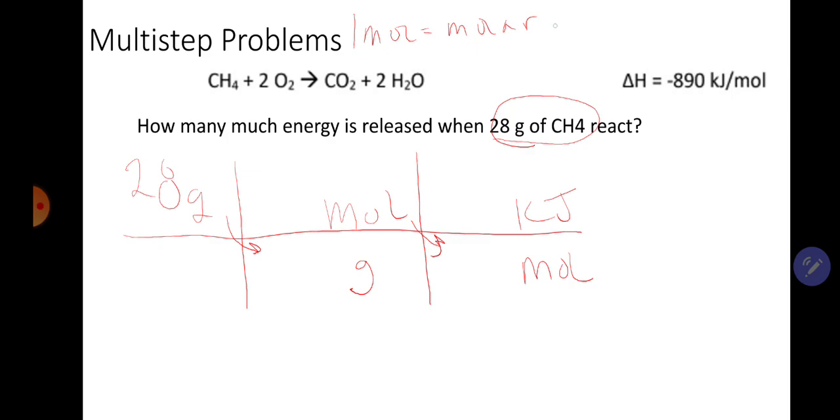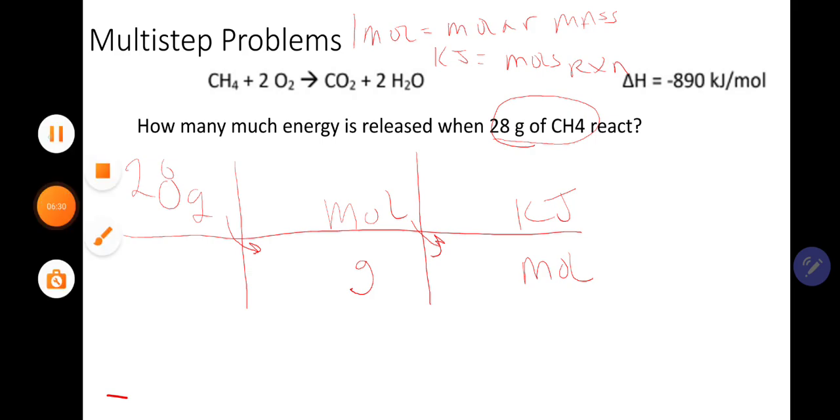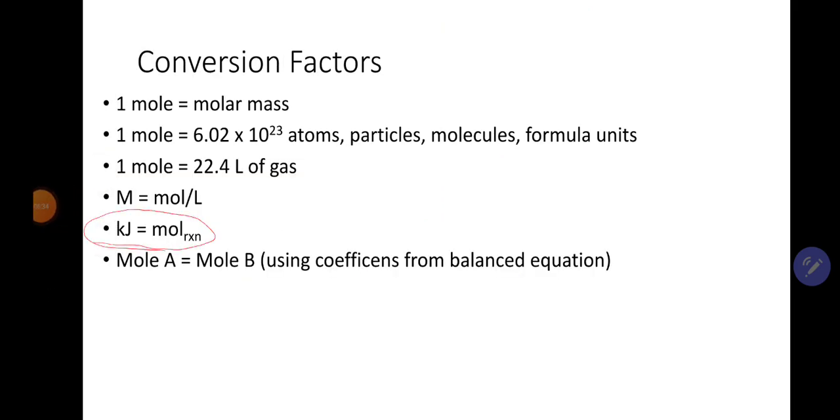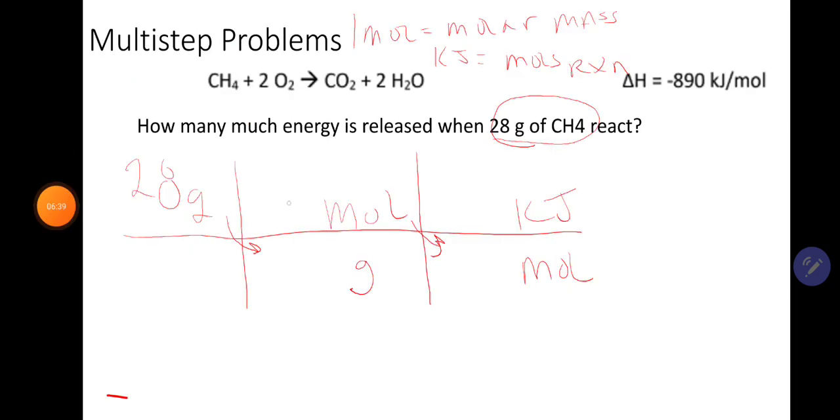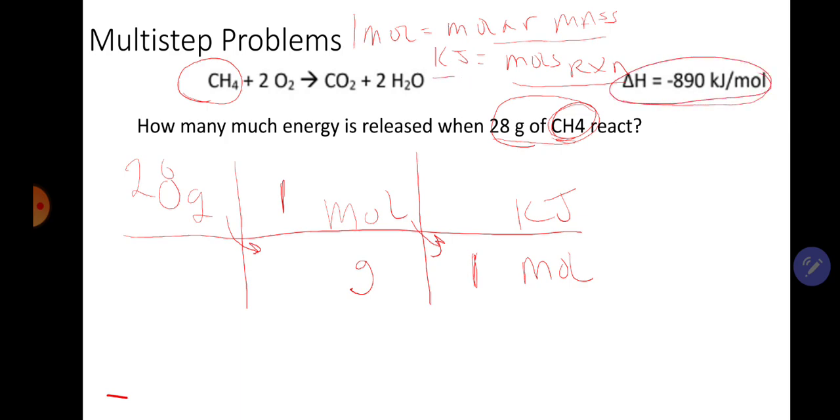All right, so I know that 1 mole is molar mass, and I know that my kilojoules is moles of reaction, and I got that from these conversions right here. I'm using this kilojoules one and this one that we use to convert grams. So 1 mole is my molar mass. I'll go find my molar mass of CH4 in a little bit. I know I'm going to be using the moles of reaction for CH4. No number. If there's no number, that just means 1. And my kJ, I'm going to use that delta H because that's what it said on the map.